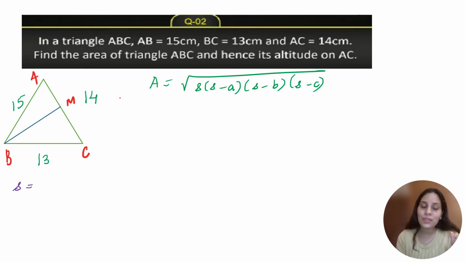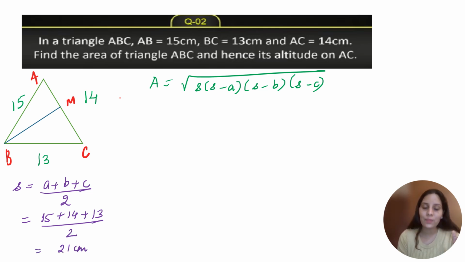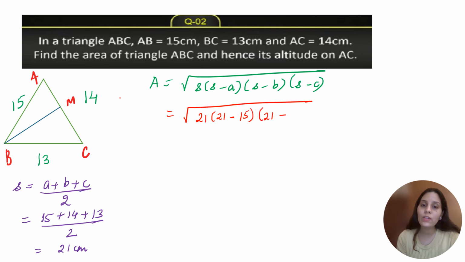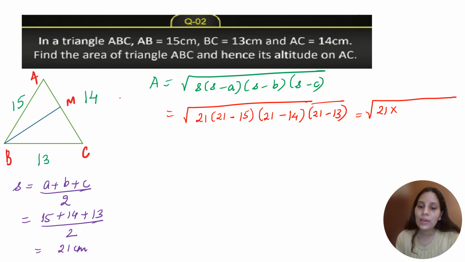Semi-perimeter is the sum of all the sides divided by 2, which means 15 plus 14 plus 13 by 2. This will give us 21 centimeter. This is the semi-perimeter. Now substituting here, root over 21 into 21 minus 15 into 21 minus 14 into 21 minus 13. So this will give us 21 into 6, 7 and 8.